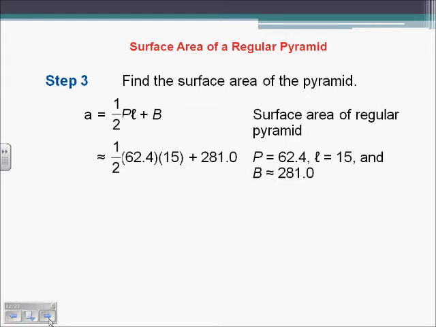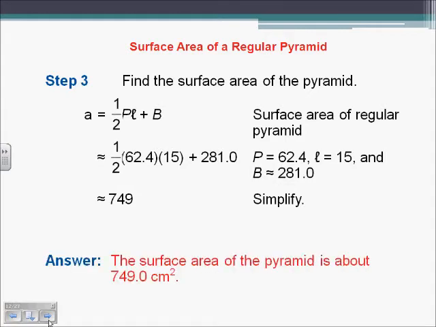Again, the book orders this in a little different way than we do sometimes, but either way we know we can add in any order. So if we do the half perimeter times slant height first, it does not change our answer at all. When we add those together, it's going to be approximately 749. So our answer is going to be 749 centimeters squared.